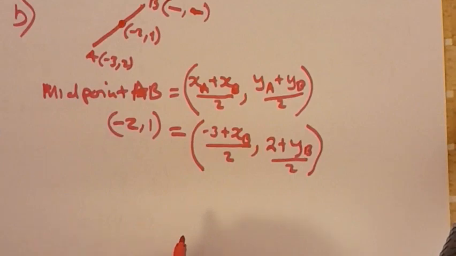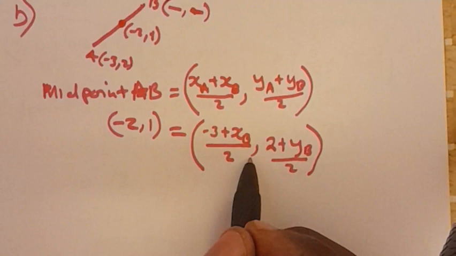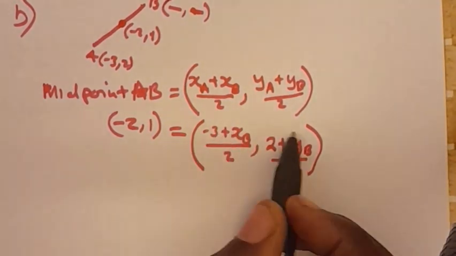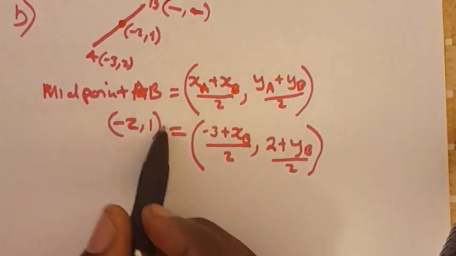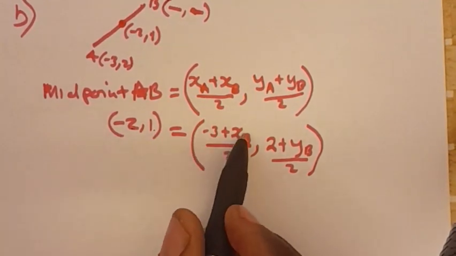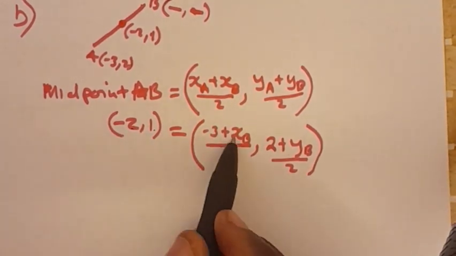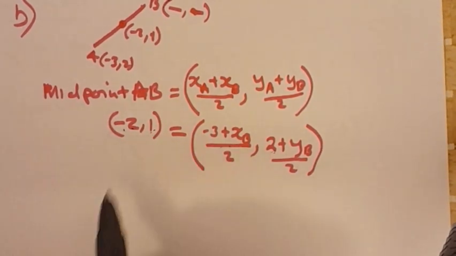Okay. So now, look at this carefully. You are going to see that there's a comma here. So this is indicating the X coordinate and this is indicating the Y coordinate. And when you look at the midpoint here, you have the X coordinate and the Y coordinate. So what you are going to do is equate the X coordinate to the X coordinate, and the Y coordinate to the Y coordinate, okay?